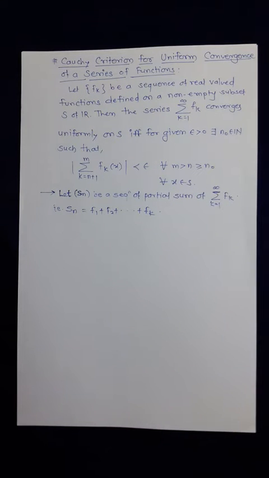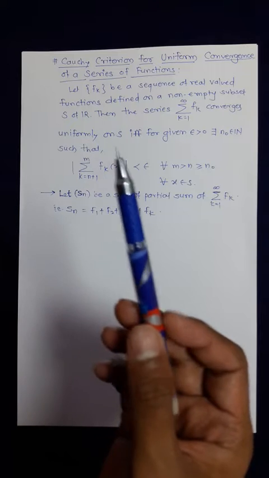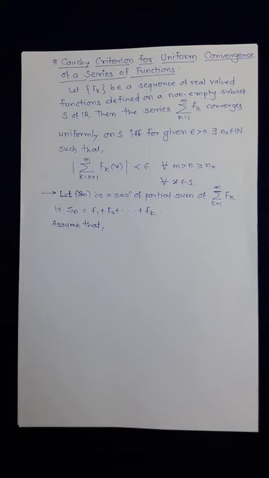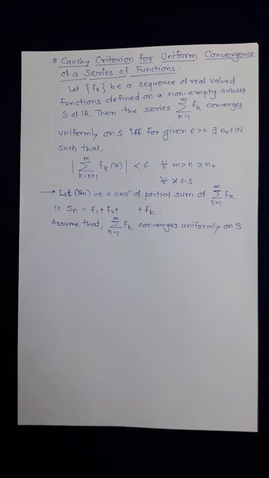That means we first assume the first part and prove the second. After that, we assume the second part and prove the first. So let us consider the first part. Assume that the series summation Fk converges uniformly on S.